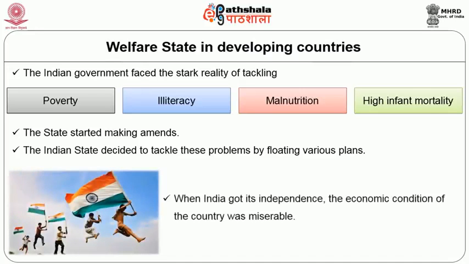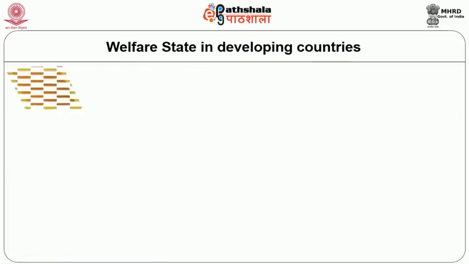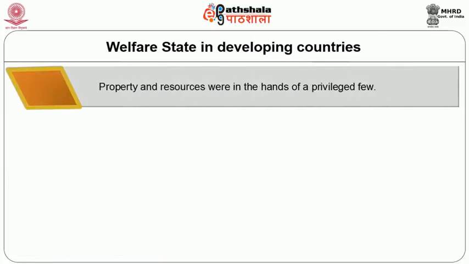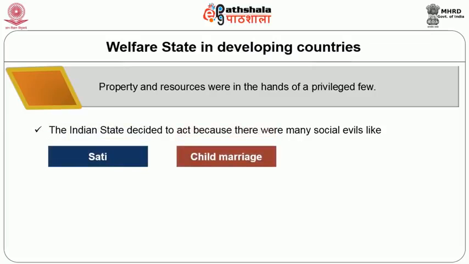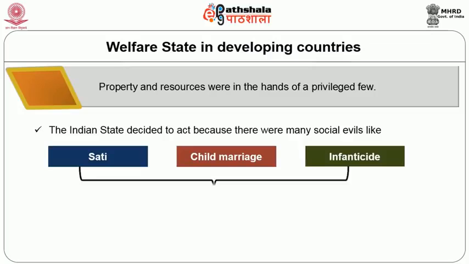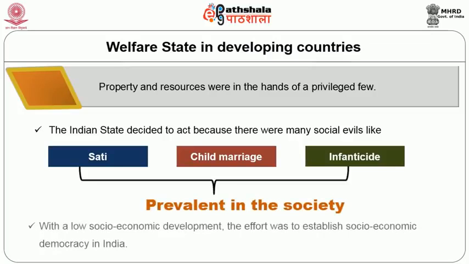When India got its independence, the economic conditions of the country was miserable. There was a big gap between the haves and have-nots. Property and resources were in the hands of a privileged few. The Indian state decided to act because there were many social evils like sati, child marriage, female infanticide, etc. prevalent in the society. With a low socio-economic development, the effort was to establish socio-economic democracy in India.